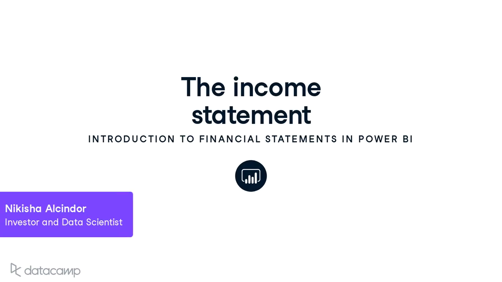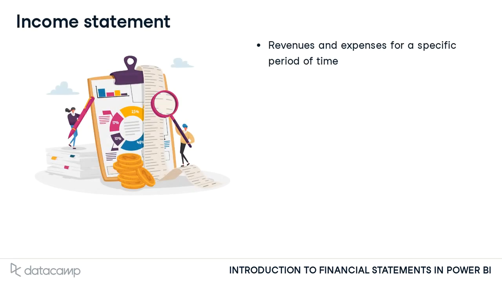Welcome back. In this video, we will learn about the income statement. The income statement reports revenues and expenses for a specific period of time, where revenue is anything resulting from business activities for the purpose of earning income. The most common type of revenue is sales. Expenses are the cost of assets consumed or services used in the process of earning revenue.